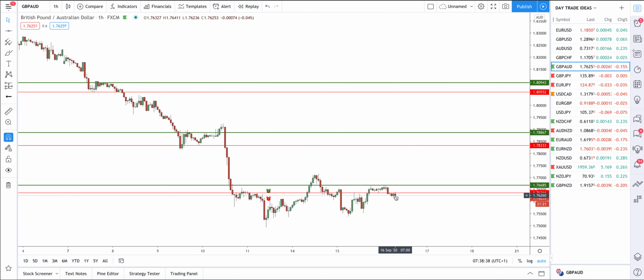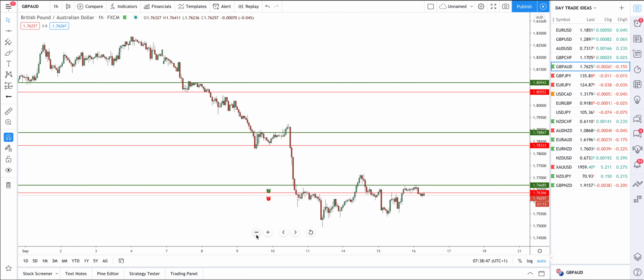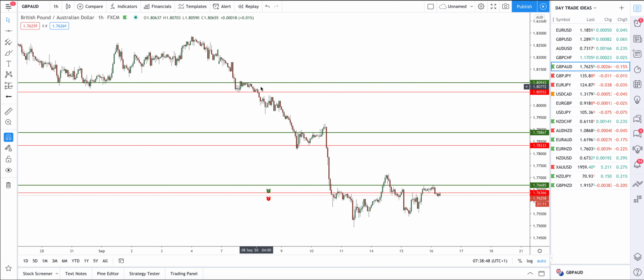I'll be taking 2 times my risk, and my stop loss is above here. Like I said, historically you can see how this has done well. I've left all these ones so you guys can see how powerful this method can be.